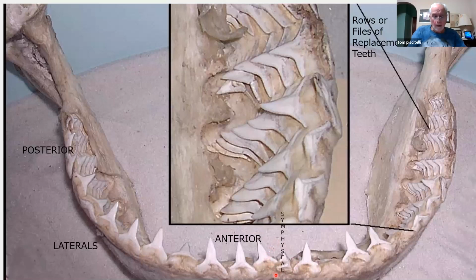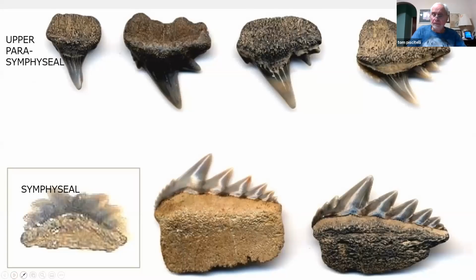I have found one of those teeth in my 50 years of hunting. Next, please. And this symphysial tooth you see in this picture is like the tooth that I found.